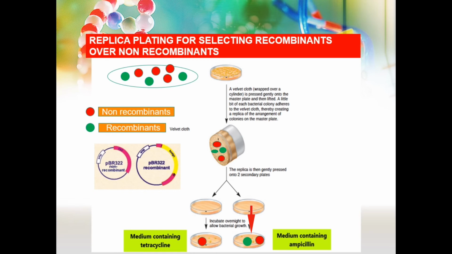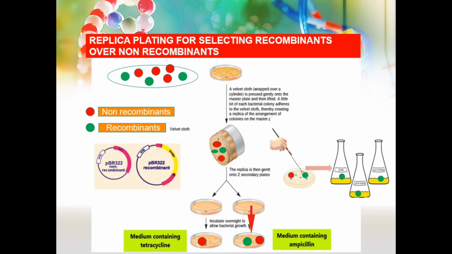Okay, so now what do we do? We came to know which are the recombinant colonies. So in the same location in the master plate, we look for the colonies and pick up the recombinants and subculture them. In this nutrient medium, we will have pure recombinant colonies, and they can be further cultured on a large scale as per the demand. So this is how insertional inactivation of antibiotic resistant gene helps in selection of recombinants over non-recombinants.